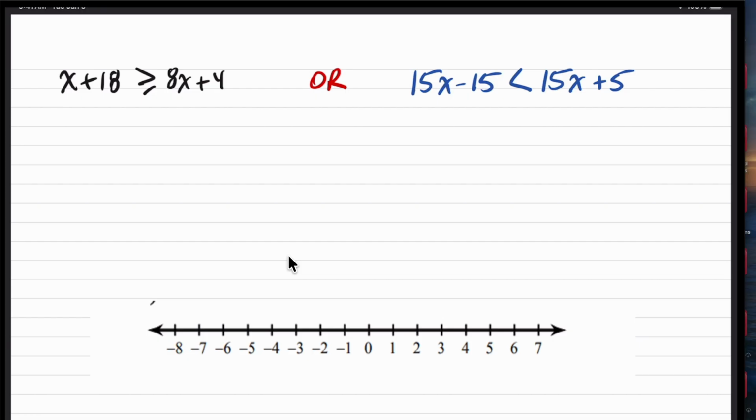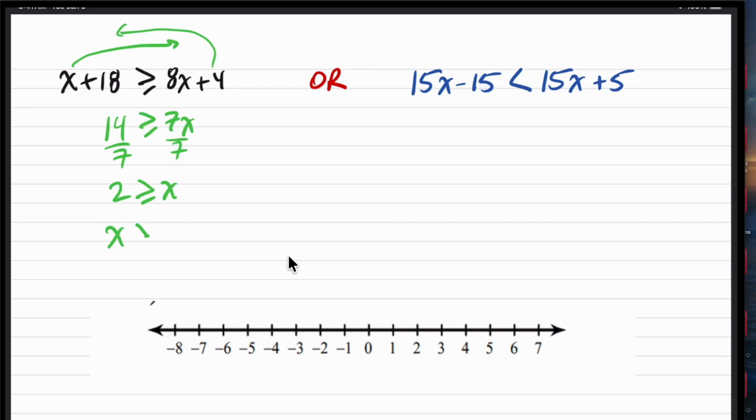Next, we have an or problem. On the left, we're going to bring this x to that side, subtract. That's going to yield 7x. We're going to bring the 4 to the other side. 18 minus 4 is 14. We're going to divide both sides by 7. And we're going to have 2 on that side, x over here. We're going to flip this around, and we're going to be careful. The point is pointing towards the x, and we want that when we switch the order. Okay, so we have x is less than or equal to 2.